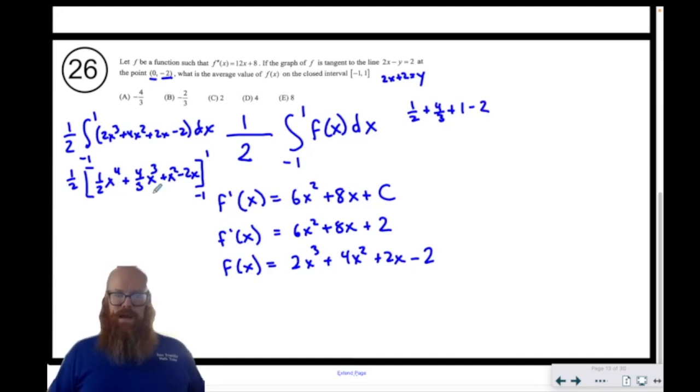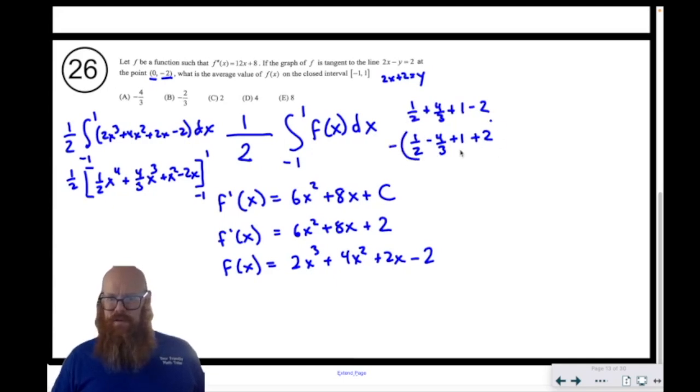And then I'm going to plug in -1. When I plug in -1, I get 1/2, I get minus 4/3, I get plus 1, because that's squared, and then I get plus 2. So now I'm going to subtract these. 1/2 minus 1/2 is gone. 4/3 minus -4/3 is adding them, so that's 8/3. 1 minus 1 is gone, and -2 minus 2 is -4.